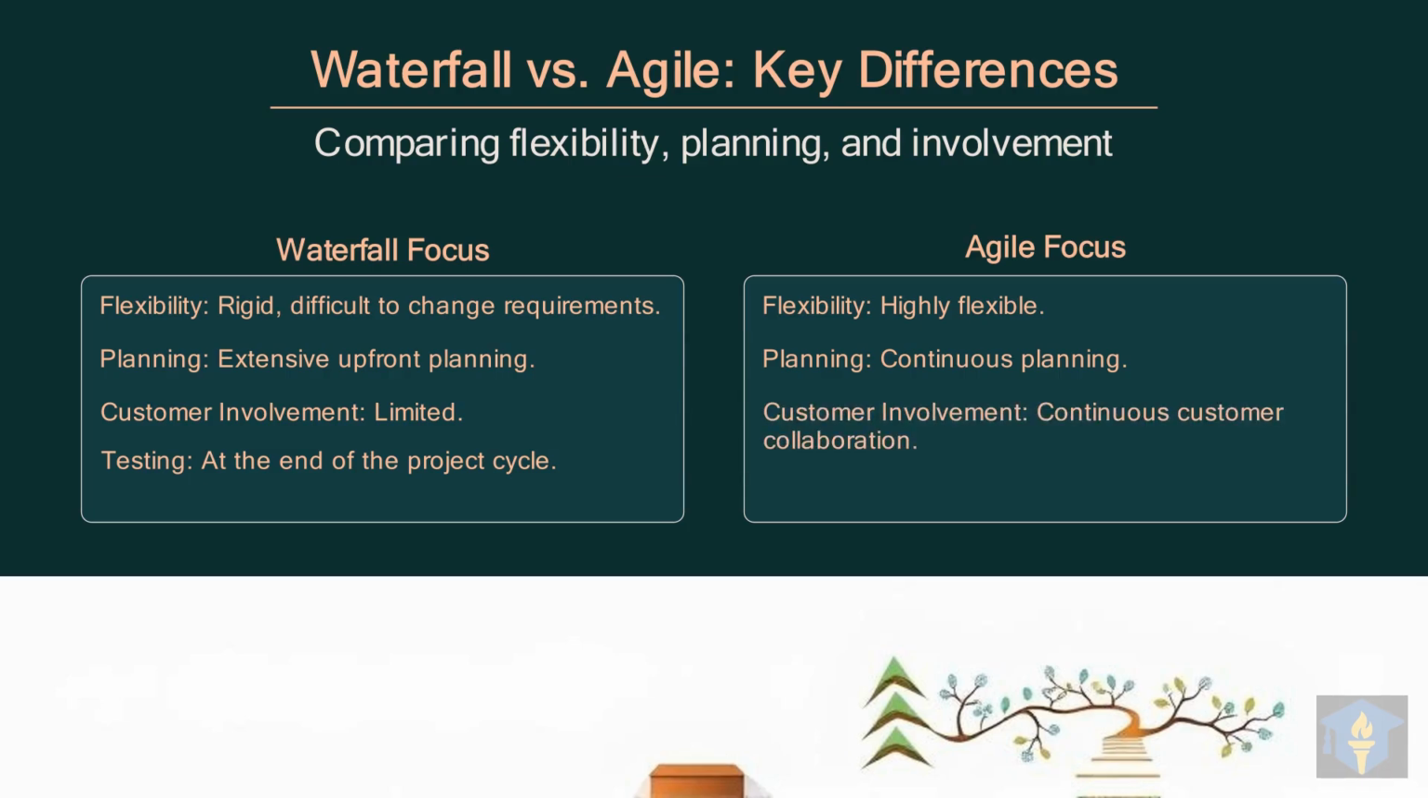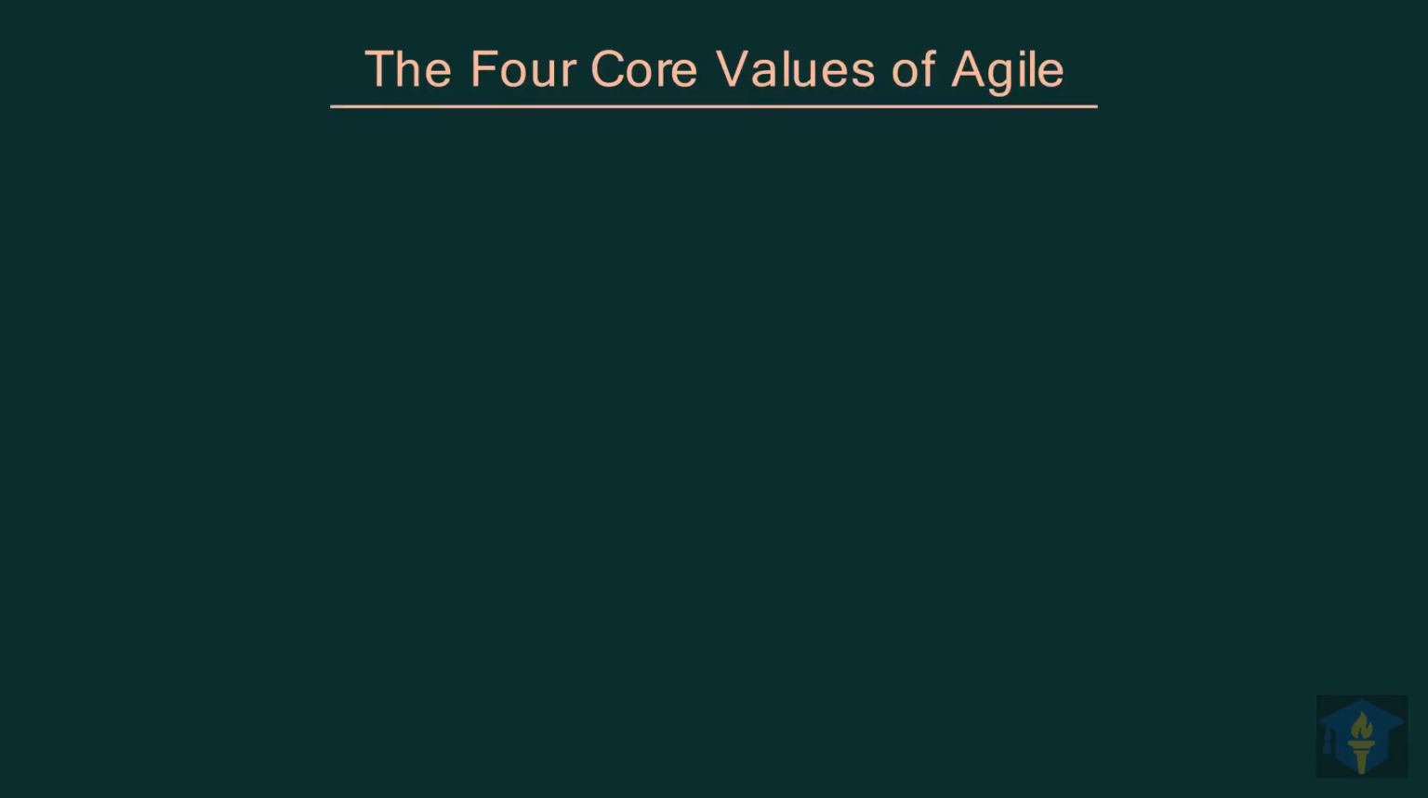It emphasizes continuous customer collaboration and feedback, ensuring the product meets evolving needs. Testing in Agile is ongoing, integrated throughout each iteration and sprint, ensuring continuous quality. Let's explore the foundational principles, the four core values that define the Agile philosophy.